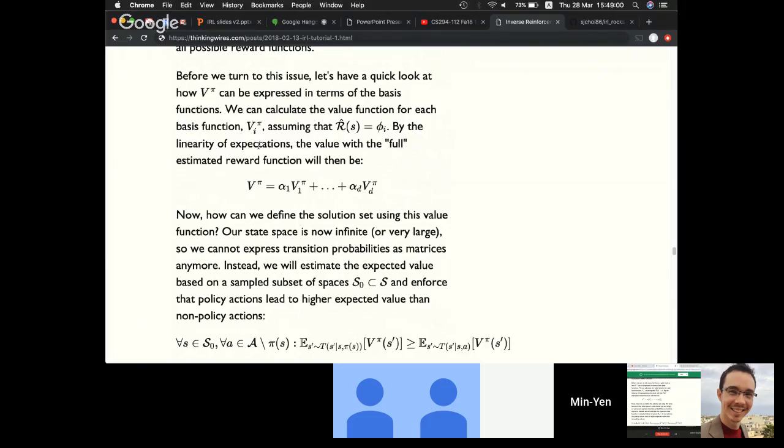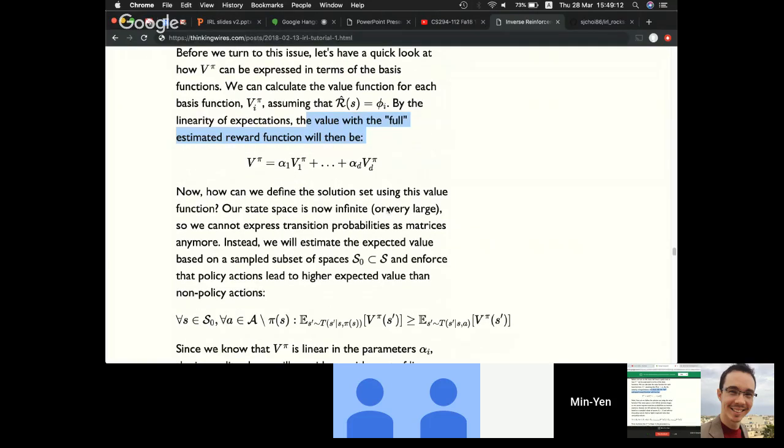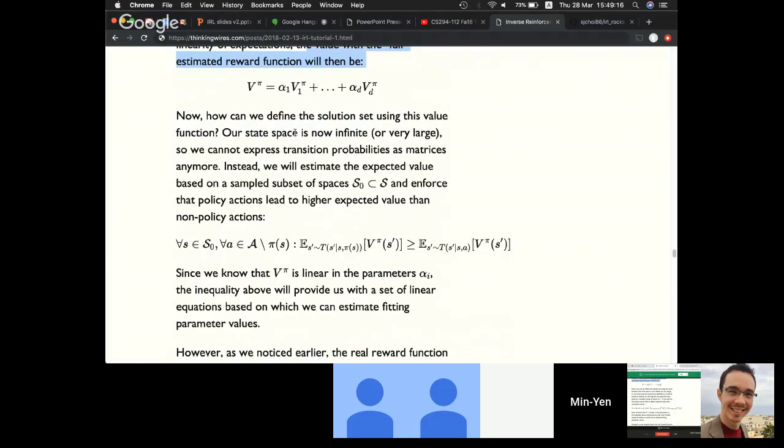By the linearity of expectations, the value of the full estimated reward function will then be something like this. Right, it's just a linear combination. Okay, so how do they do this? Because the state space is too large, we can't do everything. So what we're going to do is estimate it using a sample subset of spaces, right?